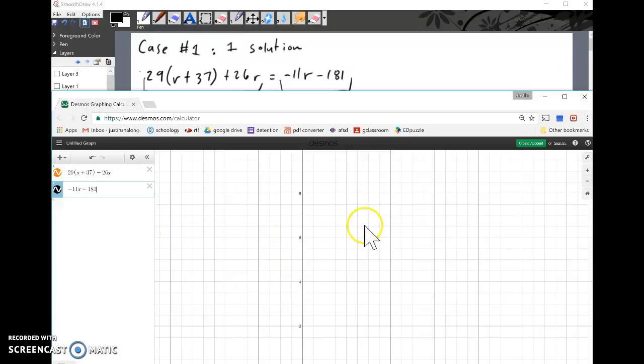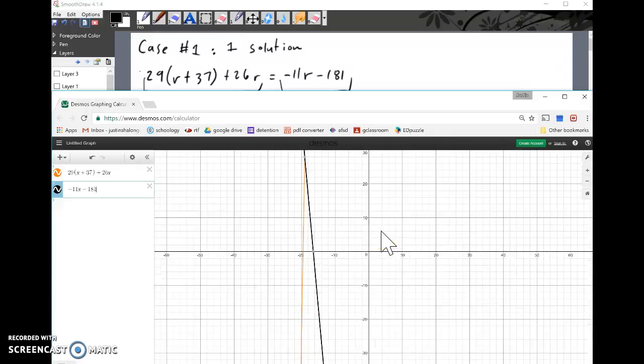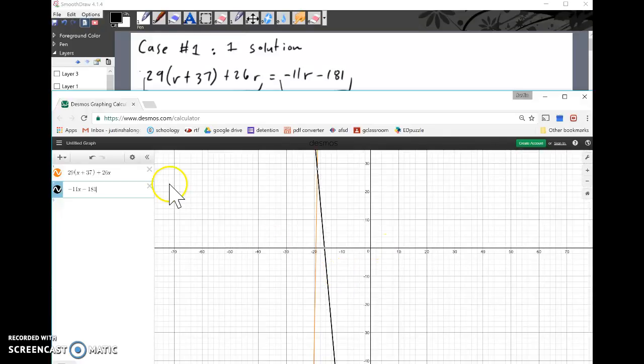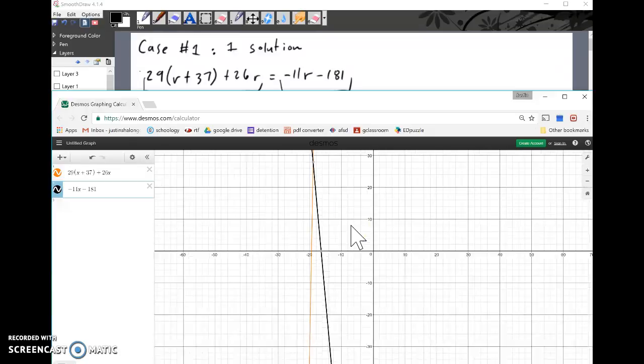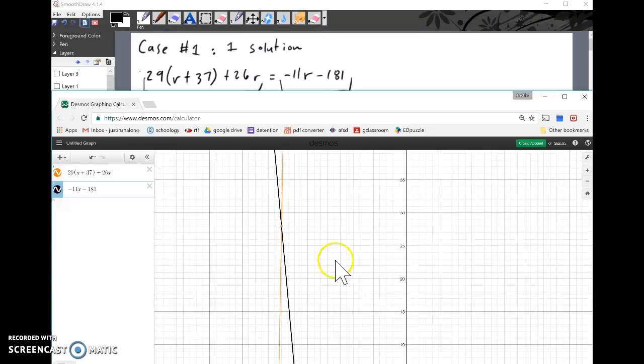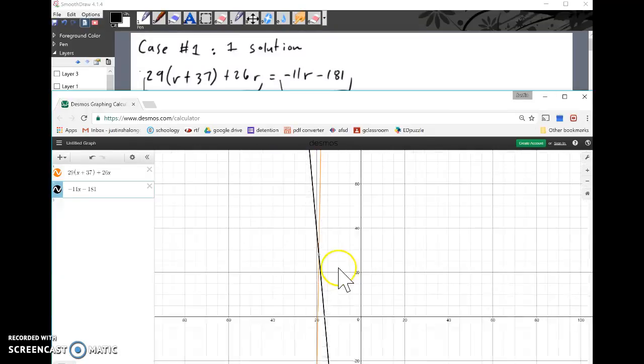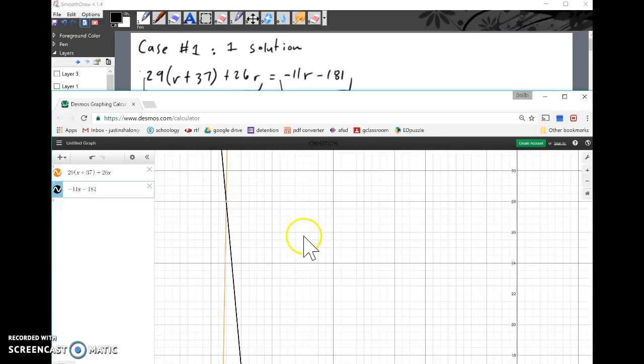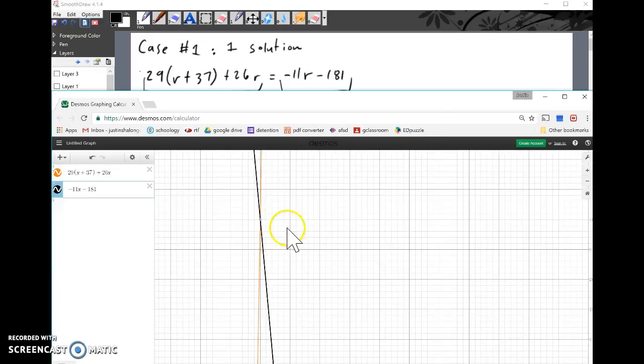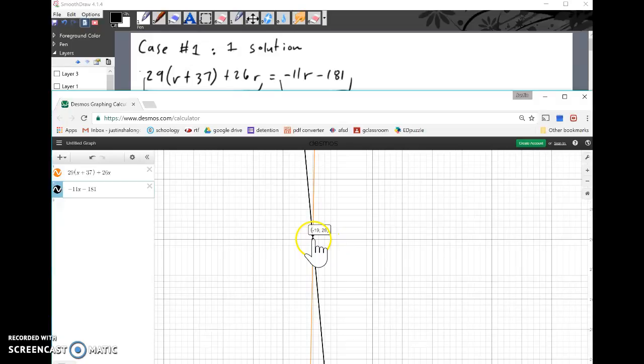Now there should be two lines on this graph, so I'm going to zoom out here. You can see there's two lines. There's the yellow line, and the black line. What we're looking for is where they intersect, so you can move the graph around, play with the graph, get familiar with it, and we can see that the two lines are intersecting right here, and Desmos, a fantastic calculator, has given us the solution.